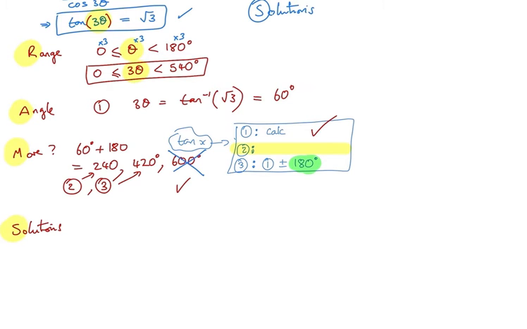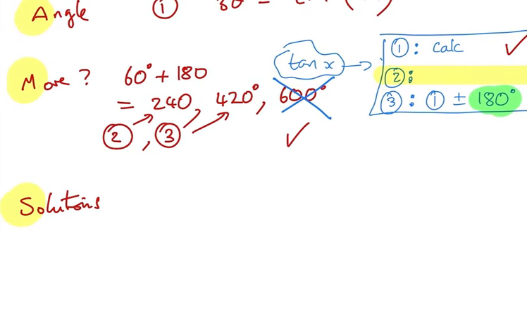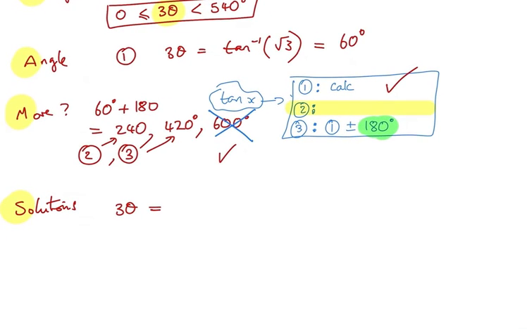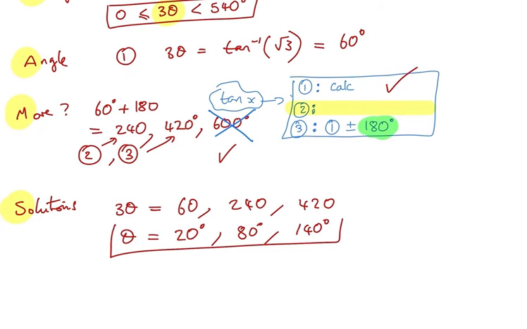Okay, solutions. What do we do? Well, we know that 3 theta equals all of those 3 solutions that we had: 60, 240, and 420. So all we do now is just divide by 3. So we know that theta equals 20 degrees, it's going to be 80 degrees, or 420 divided by 3, which is 140 degrees. And I've finished. Those are my 3 angles.